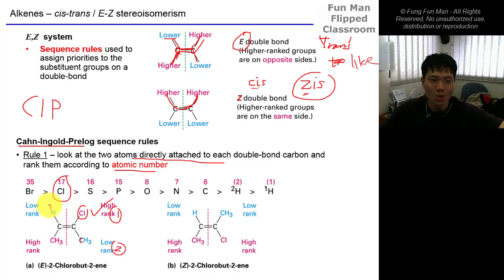1, this is 2, this is 1, so you see higher rank on opposite sides is an E isomer, so we put brackets in italics, E, close parenthesis, hyphen, 2-chloro-but-2-ene. For that case, it's the opposite, higher rank on the same side, Z isomer.